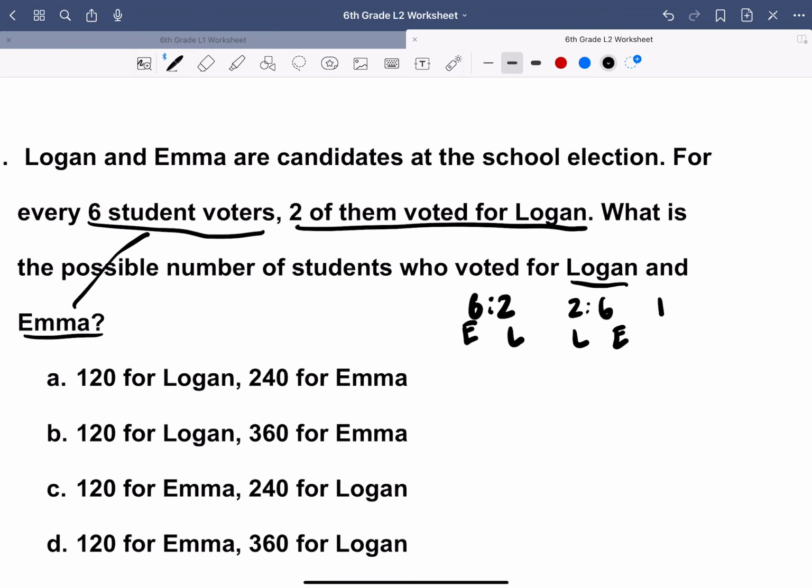And we actually have to reduce these to simplest form. So we'll divide by 2, 2 over 2. So 1 to 3 is the ratio for Logan and Emma. Now, using this, get the answer choices. All of them have a commonality of 120. So we'll multiply Logan's by 120 and multiply Emma's by 120. So we get 120 to 360. So our answer is B.